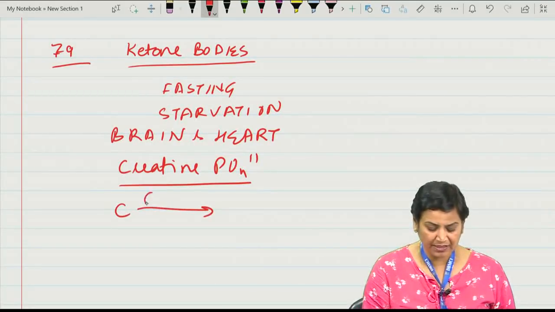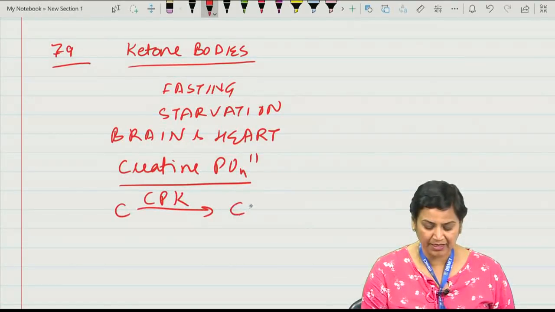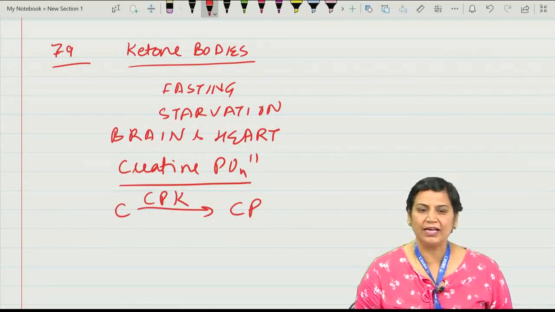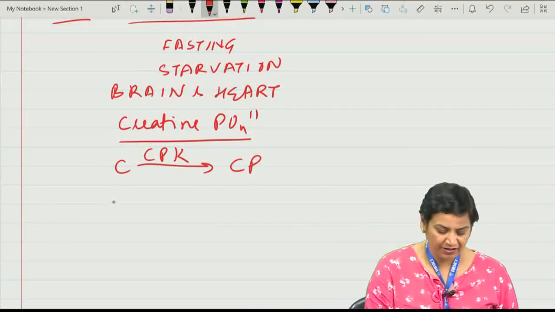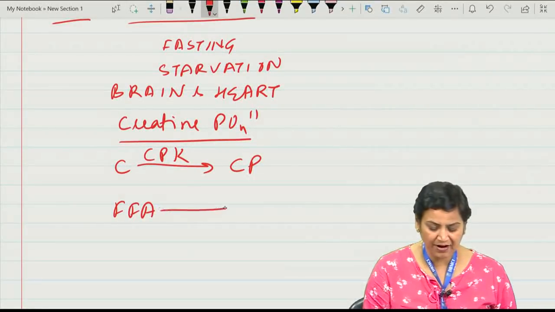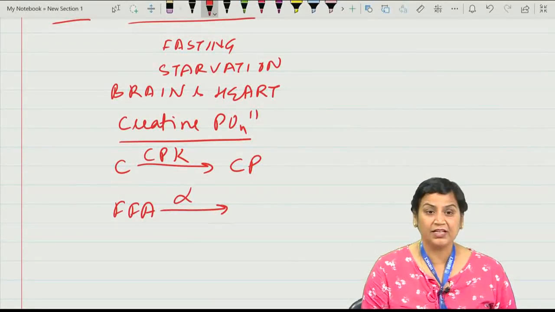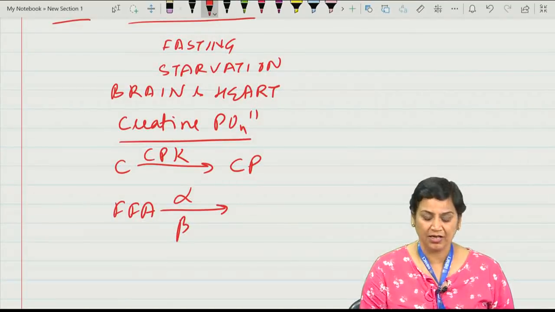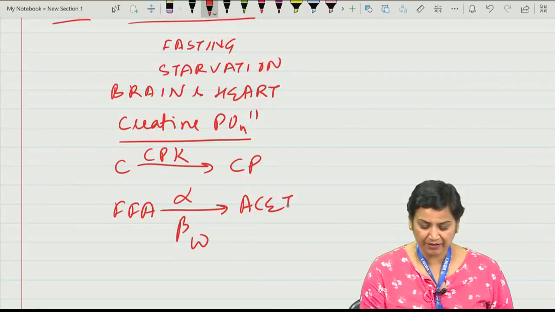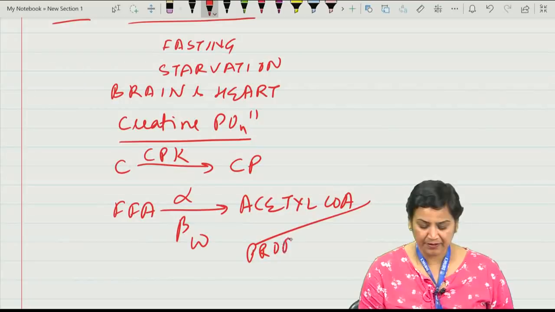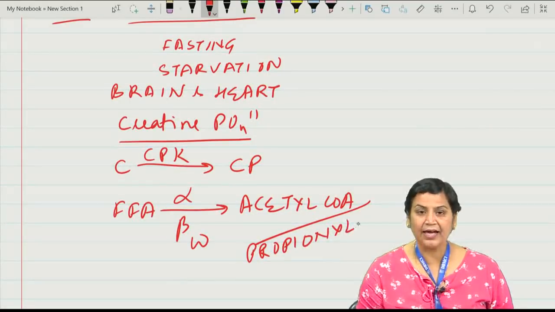All of you know this creatine phosphate is the energy reservoir of the muscle. Creatine in the presence of CPK enzyme forms creatine phosphate, which is giving energy for the muscles to contract as well as relax. Free fatty acids, obviously free fatty acids undergo alpha oxidation, beta oxidation, omega oxidation to form either acetyl CoA or propionyl CoA. So these are again giving energy.